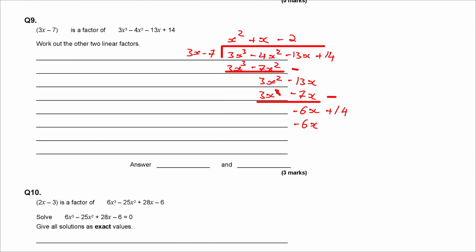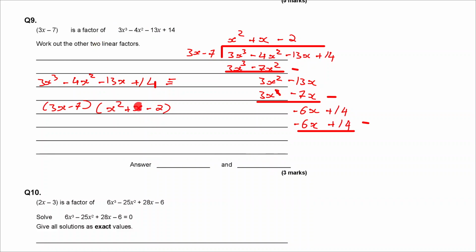And it should be the case that the last numbers all cancel out to give me 0. If I take away here, all of these will cancel out to give me 0 and then 0, which means I'm finished. So I've now got this thing here. 3x cubed minus 4x squared minus 13x add 14 is the same thing as 3x minus 7, which is this linear factor, and then the quadratic, which I've just got on the top, x squared plus x minus 2.